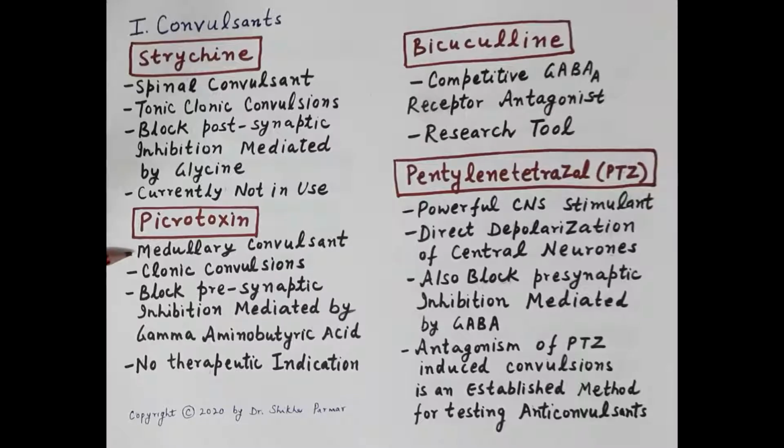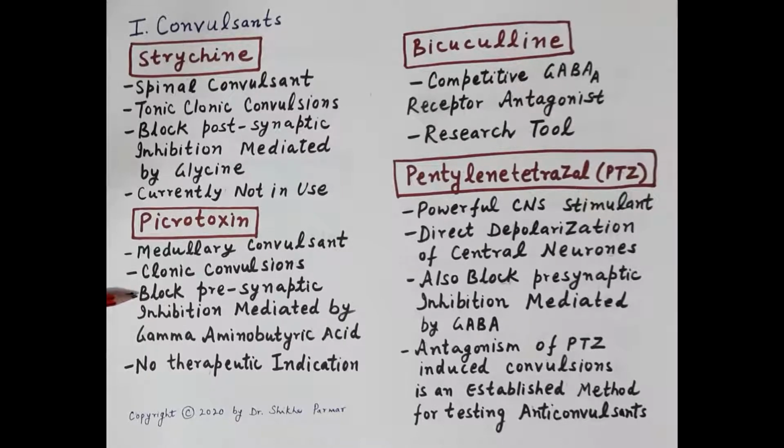Another convulsant is picrotoxin. It is a medullary convulsant. It induces clonic convulsions. It also blocks presynaptic inhibition mediated by gamma-aminobutyric acid. Gamma-aminobutyric acid is an inhibitory neurotransmitter, and inhibition of this inhibitory neurotransmitter causes CNS stimulation and induction of convulsions. Picrotoxin has no therapeutic indication.